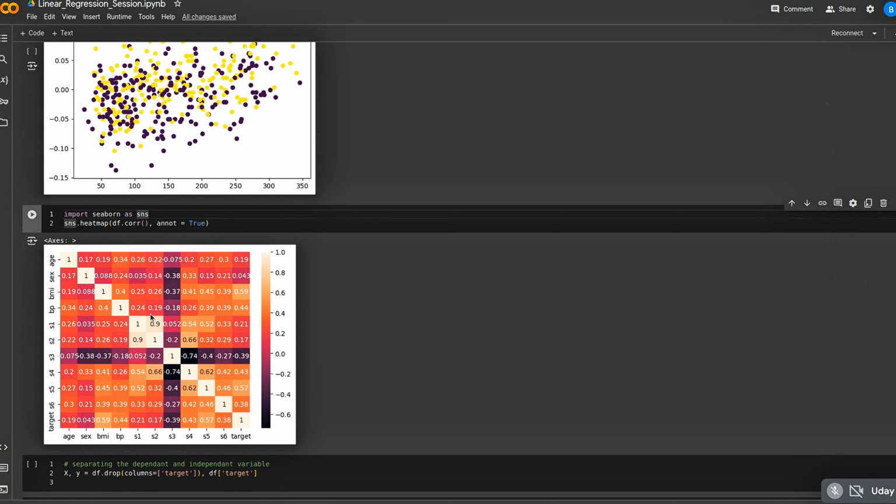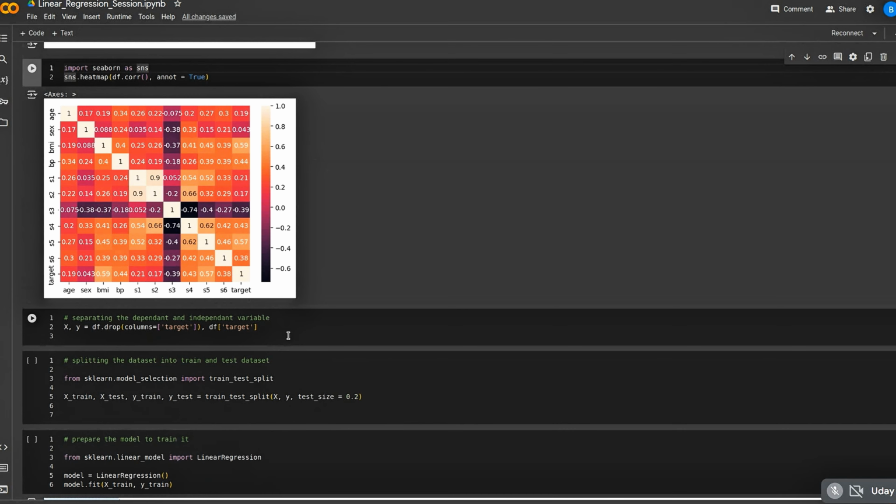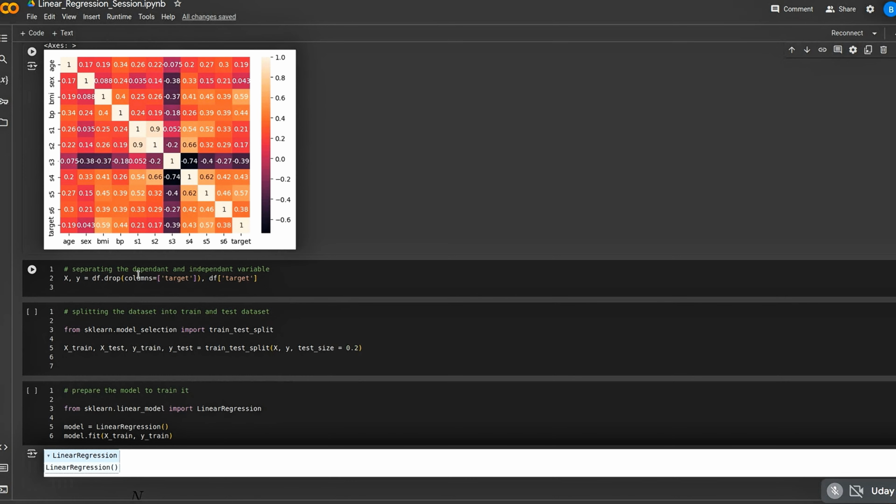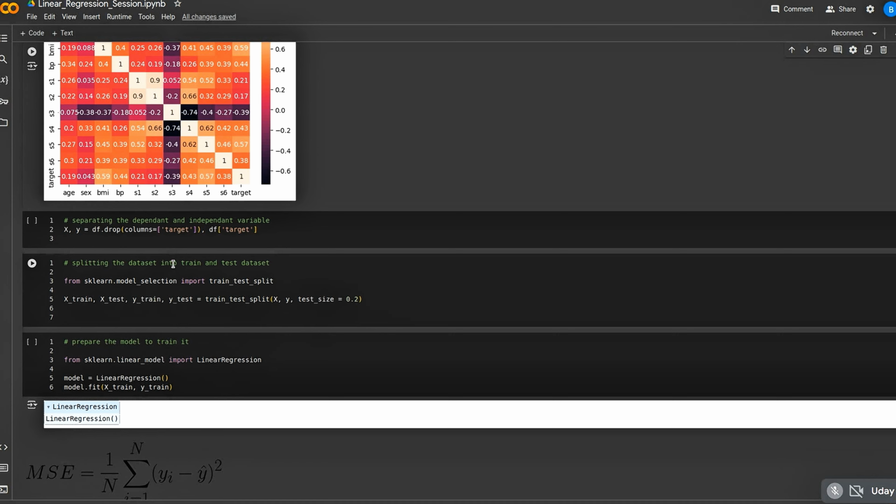And using this correlation, what you will do is, your y column is the target column, and x is everything else, which are all these features: age, sex, BMI, and all. So you separate it out.